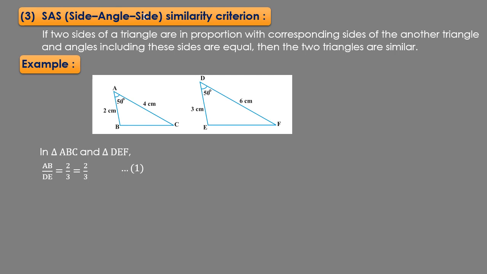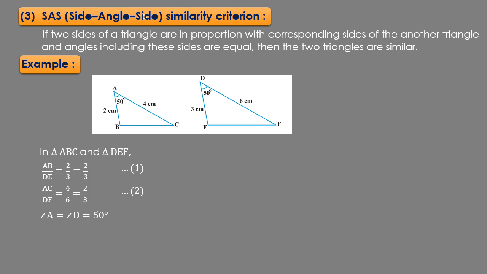Another piece of information we have is about the corresponding sides AC and DF. Let us take their ratio, which will be equal to 4 upon 6 centimeters. So writing the simplest form, it is again equal to 2 by 3. Let us call this equation number 2. So from equations 1 and 2, we can see that AB upon DE is equal to AC upon DF. Means these two ratios are equal. Means we can say that these two sides are in proportion with the corresponding sides of the other triangle.